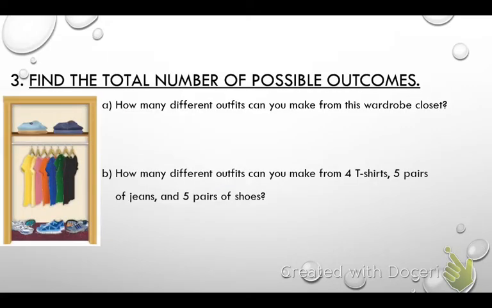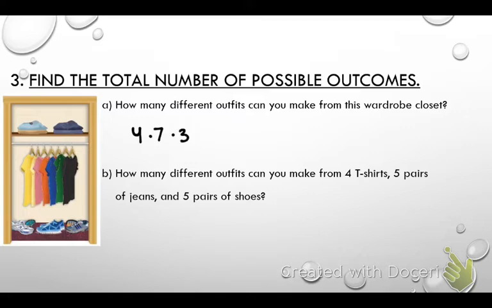Find the total number of possible outcomes. How many different outfits can you make from this wardrobe closet? You can see up here at the top, there are some pants. How many pairs of pants do you see there? 4. Let's write that down. Next up, there are some different kinds of shirts. How many different shirts do you see hanging there? There are 7, so we're going to multiply times 7. There's one more thing that needs to go with the outfit. What is it? There's some shoes down at the bottom. How many pairs of shoes are there?